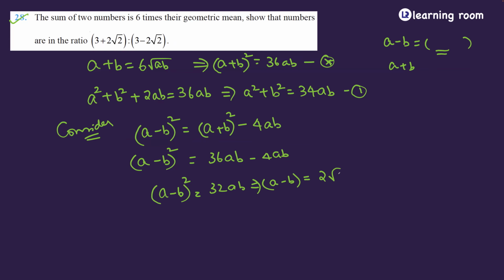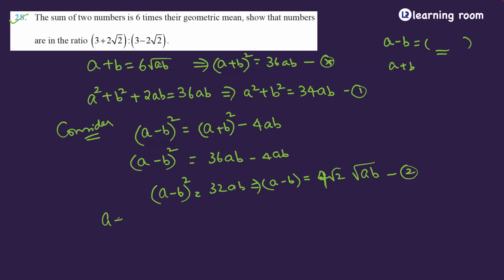2 root 2, not 2 root 2. Is it 2 root 2? 2 root 2 is 8. It will be 16 root 2, no? Not 16. So 4 root 2. Yeah, it will be 4 root 2 times root AB. Am I clear with this? So let me call this equation number 2. So I have A plus B as 6 root AB in my hand, and I have A minus B as 4 root 2 times root AB.